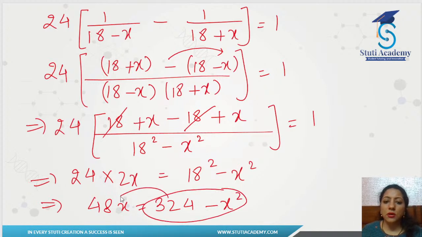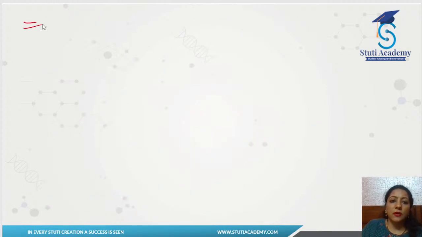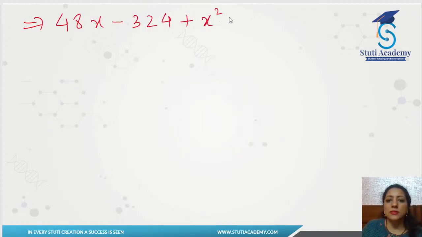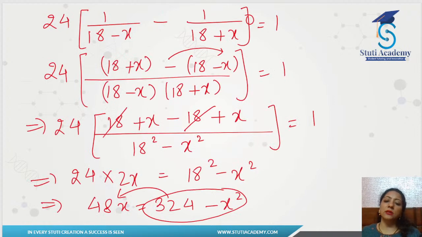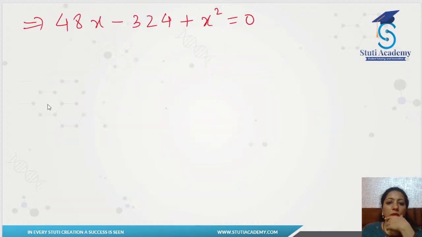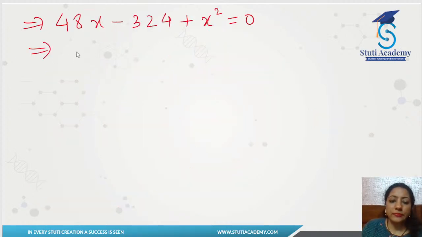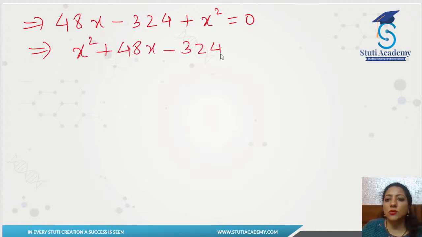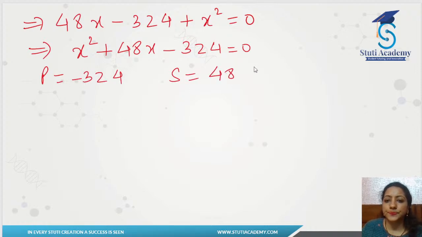We will take these two terms on the left hand side. We will get 48x minus 324 plus x square is equal to 0. So we've actually taken 324 and minus x square on the left hand side, and we have reversed the signs. Now let's rearrange the terms here. We'll get x square plus 48x minus 324 is equal to 0. Now this is a quadratic equation here. We are going to solve it by factorization method. So we want two numbers whose product is minus 324, and we want the sum as 48.